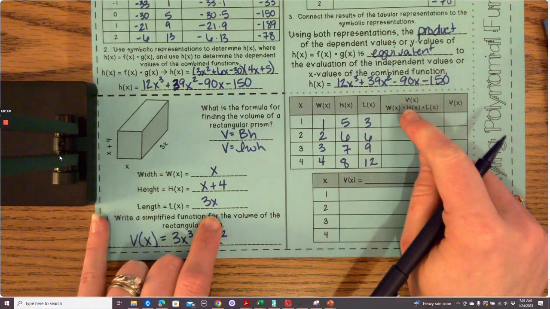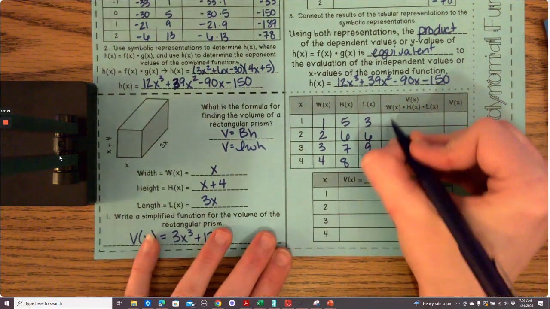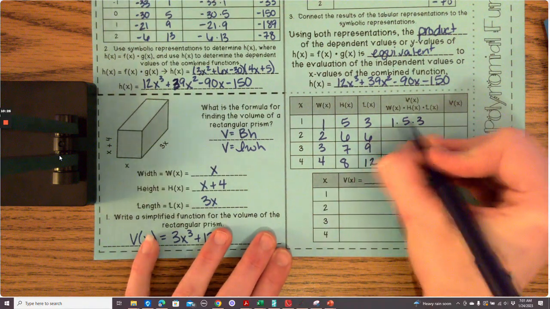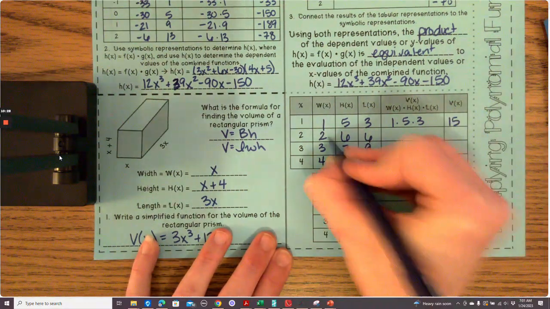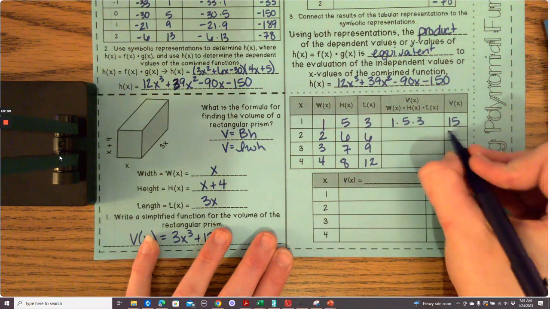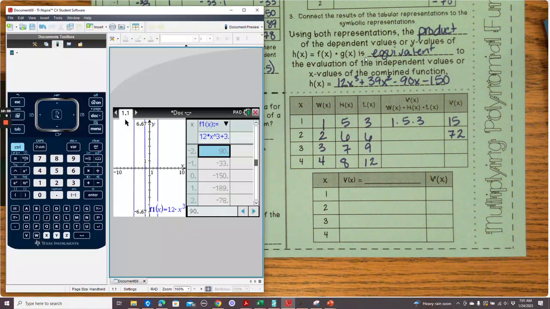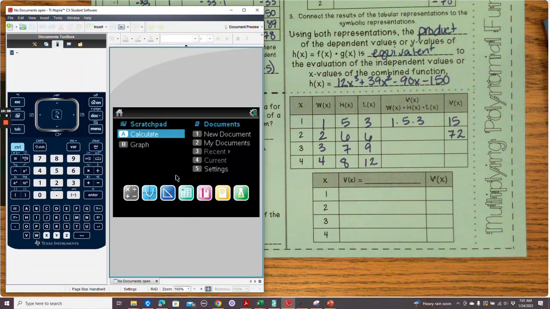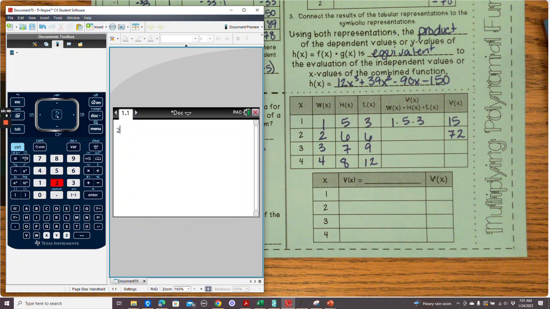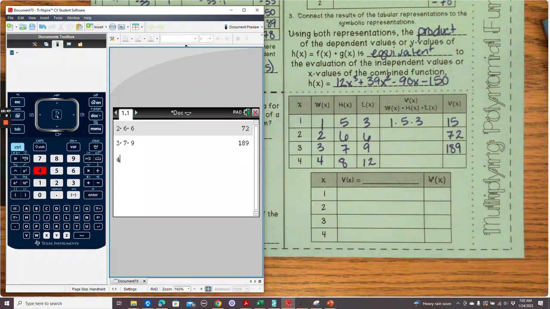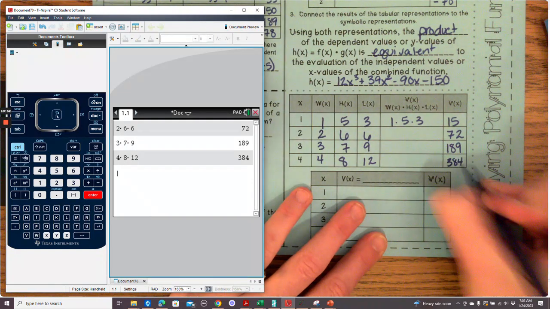So v of x, the volume, is multiplying all three of these together. Okay? So 1 times 5 times 3 is 15. 2 times 6 times 6 is 72. And then we've got, let's see here, 3. Let's get to the calculator page. 3 times 7 times 9 is 189. And then 4 times 8 times 12 is 384.